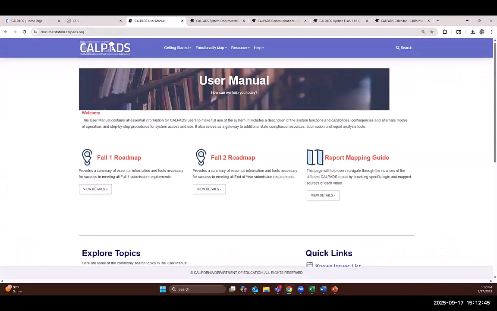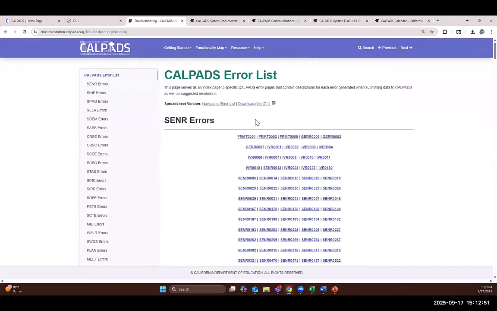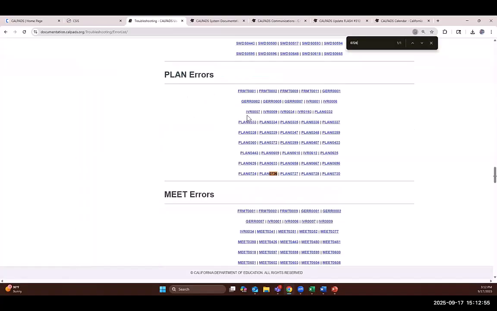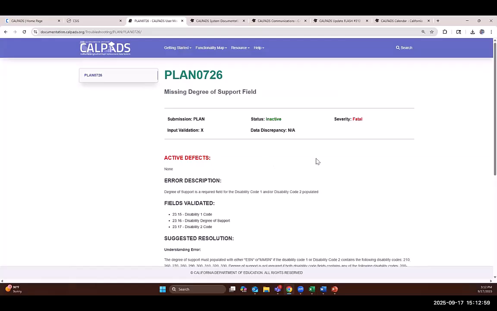Q1 from Lucky, was the validation for Plan 726, the missing degree of support, fixed so it doesn't trigger for infants and preschoolers? Was that the one that was disabled? Yeah, that one was disabled. It wasn't ready for prime time, is what I'm thinking, and they had to make some adjustments to the specifications to it, if I remember what I read.